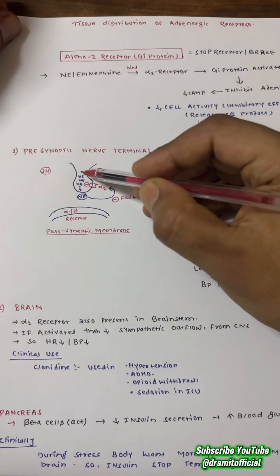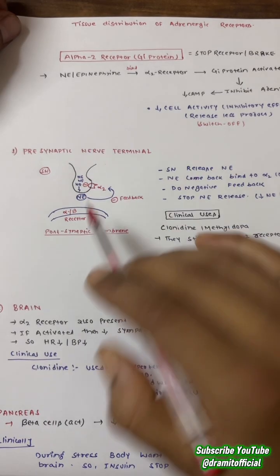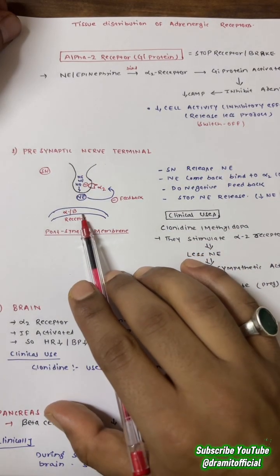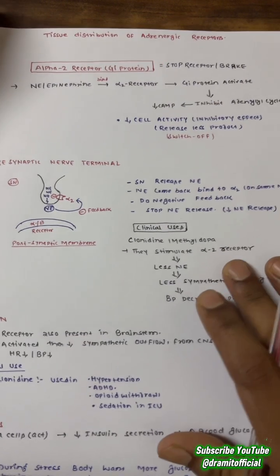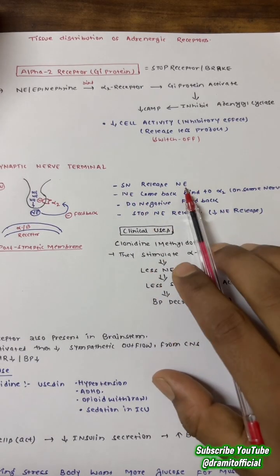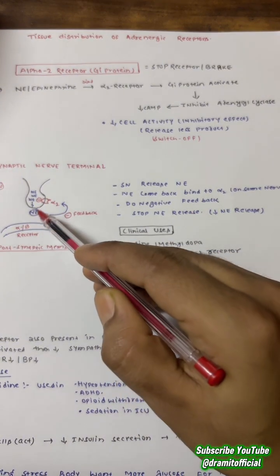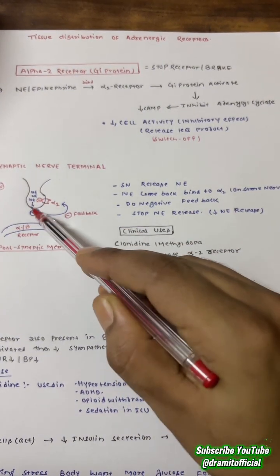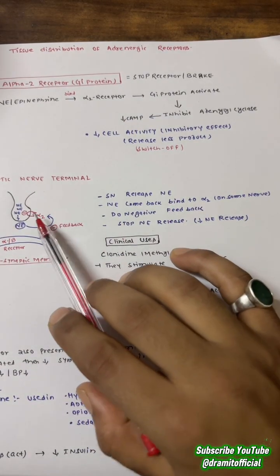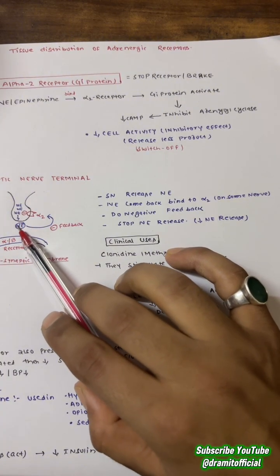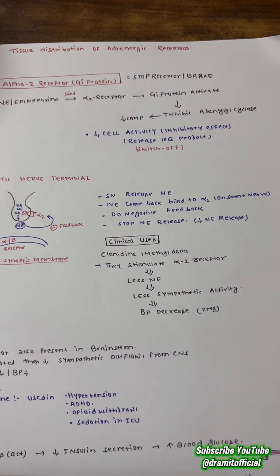From the presynaptic nerve, norepinephrine gets released. When this norepinephrine is released, it will work on the postsynaptic membrane on the different receptors, and this norepinephrine also produces negative feedback on the alpha 2 receptors. So the sympathetic nerve releases norepinephrine, and when norepinephrine comes back and binds to alpha 2, this will produce negative feedback. This alpha 2 will say to the norepinephrine, please do not release now. This is how norepinephrine will produce negative feedback in the presynaptic nerve terminal.